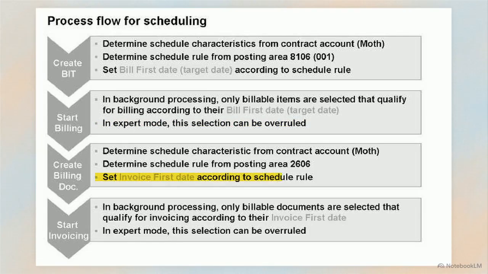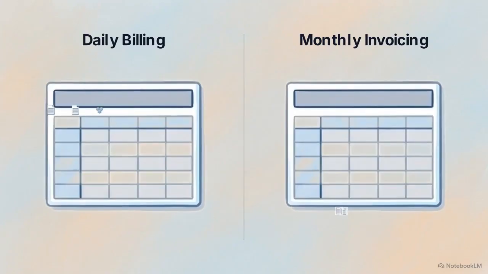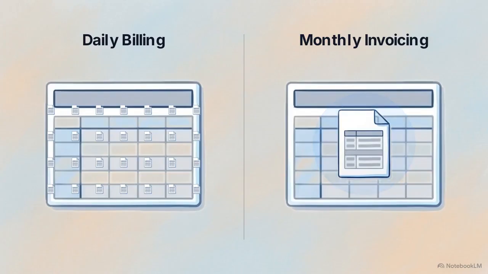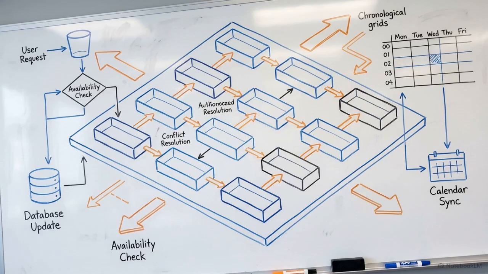Once a billing document is generated, the system applies another rule to determine the invoice first date. This two-tiered sequencing separates billing from invoicing. It allows a high-volume system to summarize daily usage data incrementally and then issue a single, clean invoice at the end of the month. The mathematical engine driving this entire automated pipeline is the underlying scheduling rule.